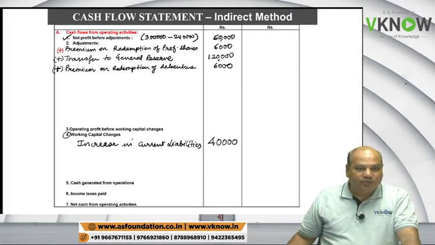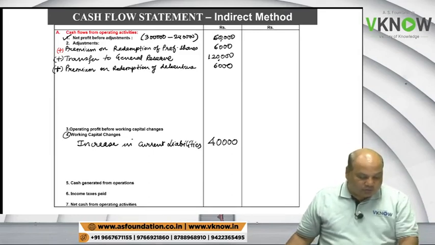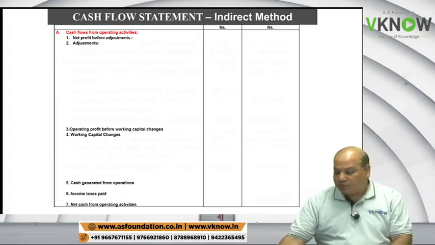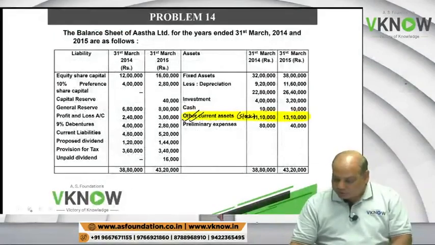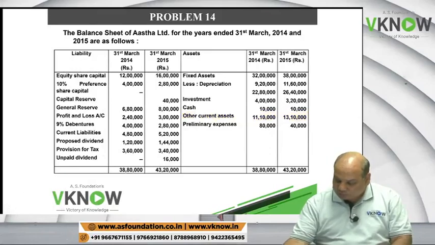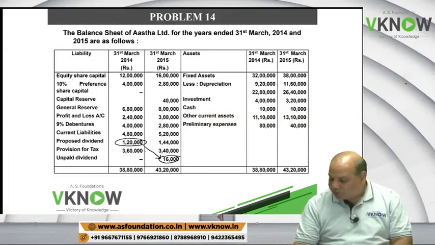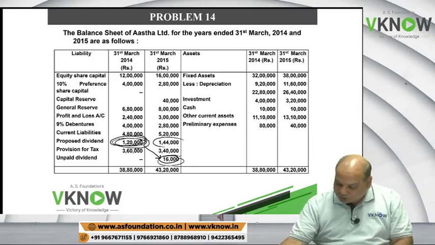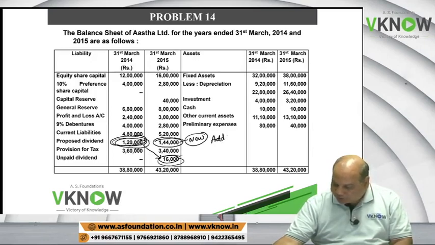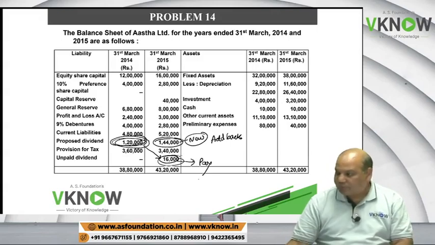Next line, balance sheet liability side: proposed dividend. Last year it was 1,20,000. On the screen, I'll explain. Last year was 120, unpaid is 16. So the payment made is the difference between 120 and 16. And a fresh provision was made in the current year. So you will add this back, and this net amount you will pay.